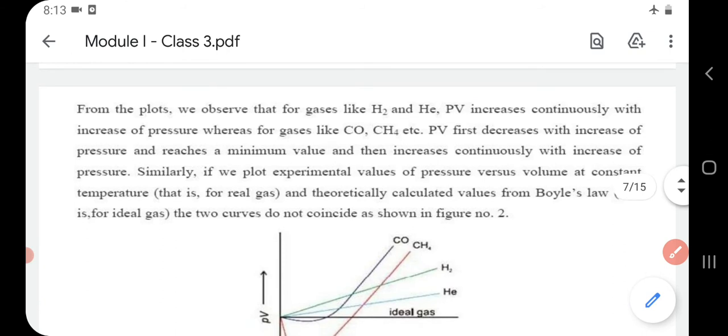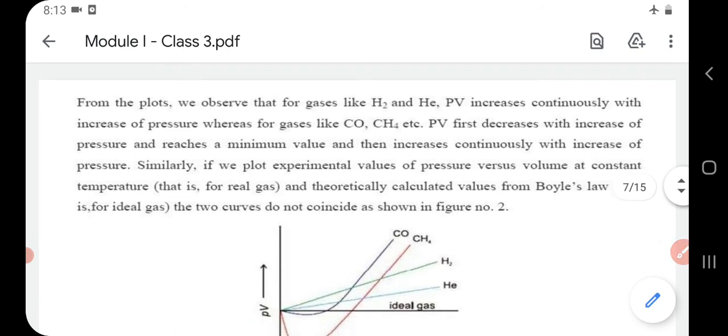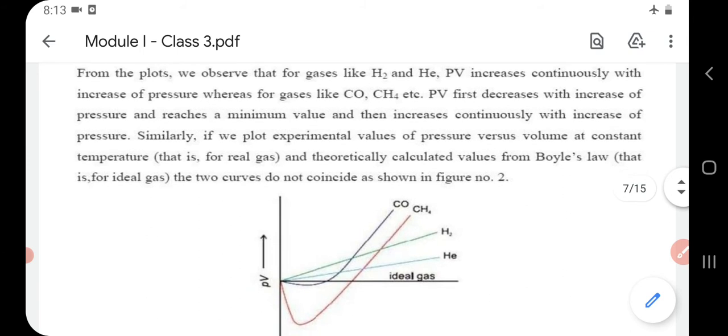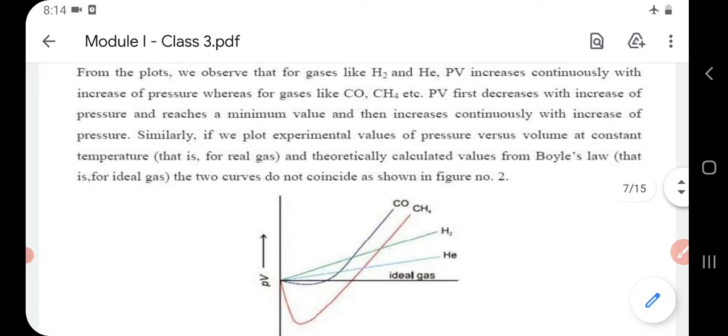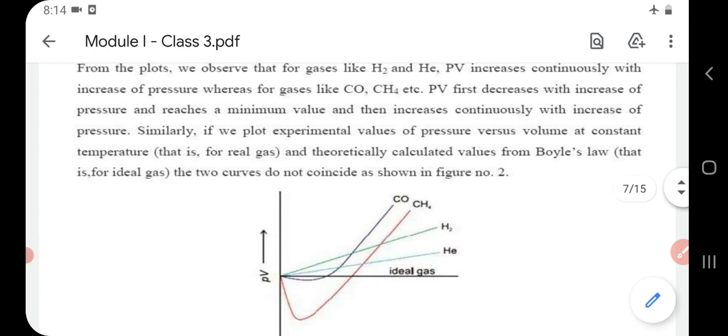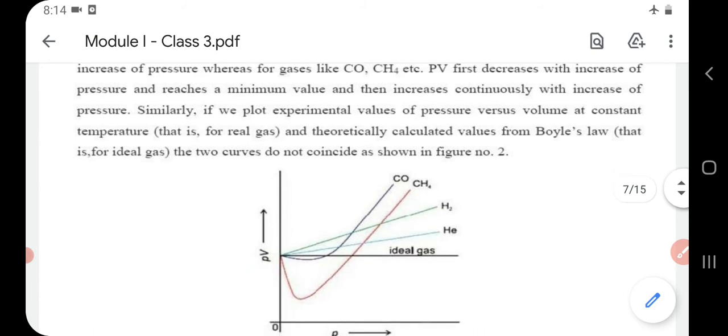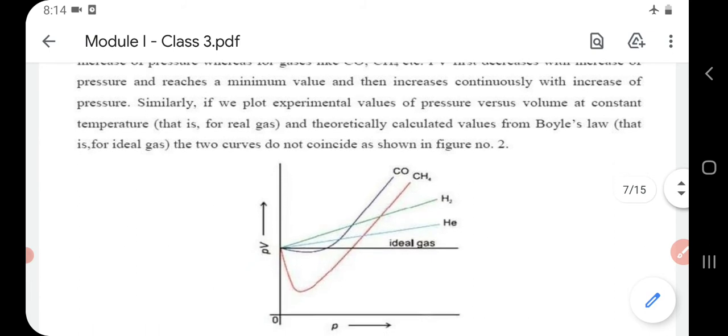It first decreases with increase of pressure and then reaches a minimum value, that is, there is a dip there, and then it increases continuously with increase of pressure. See the figures for carbon monoxide and CH4. In the case of hydrogen and helium, PV is increasing with increase of pressure, whereas in the case of carbon monoxide and methane, CH4, PV first decreases, reaches a minimum value, and then increases continuously with increase of pressure.